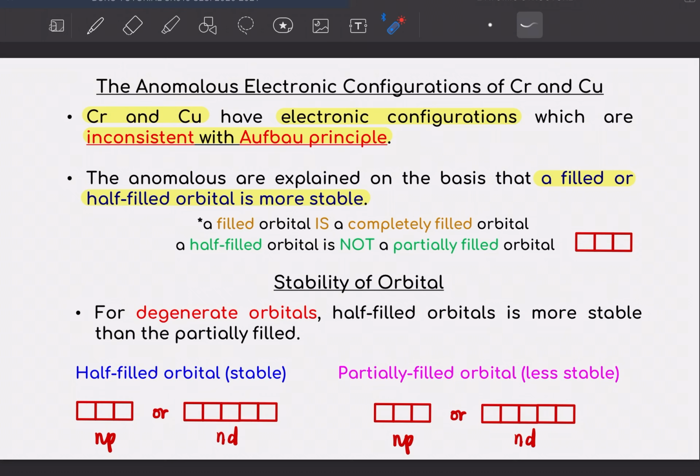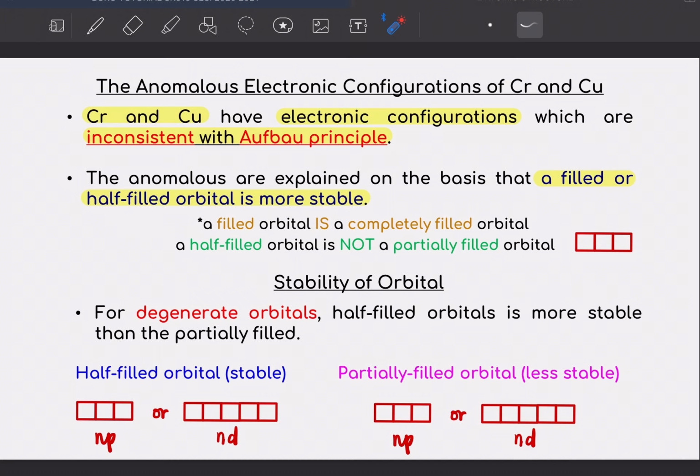So, the anomalies are explained on the basis that a filled or half-filled orbital is more stable. So this anomalous case for chromium and copper happens because of the stability of half-filled and filled orbitals. Filled orbitals and half-filled orbitals are more stable than partially filled orbitals.